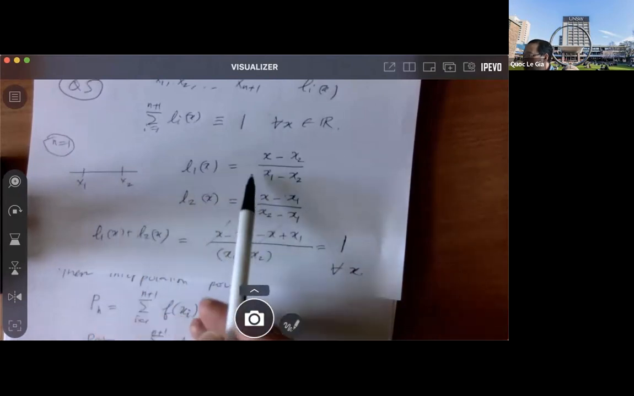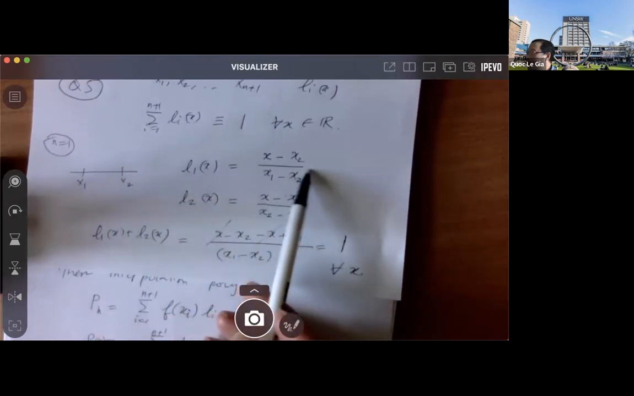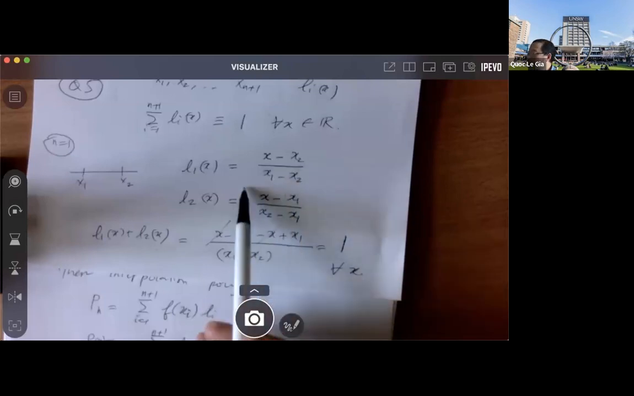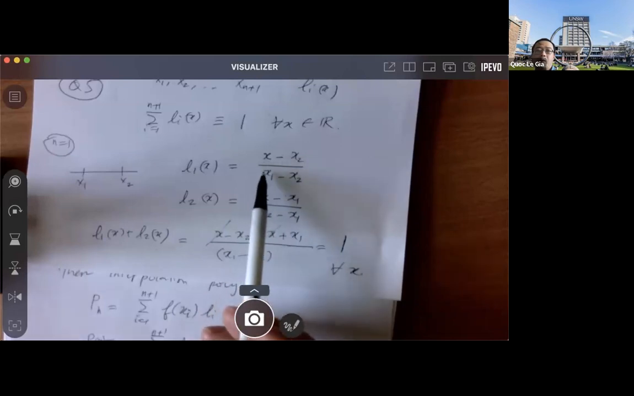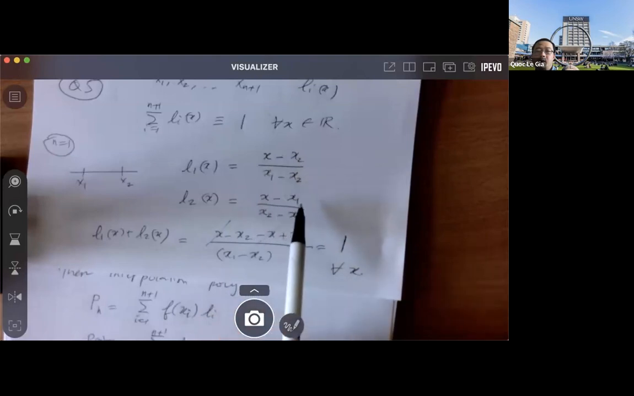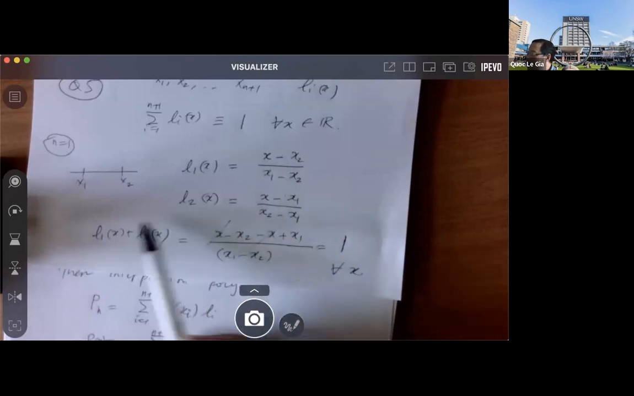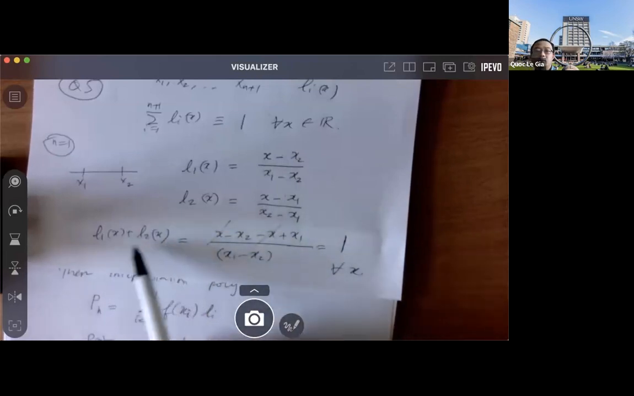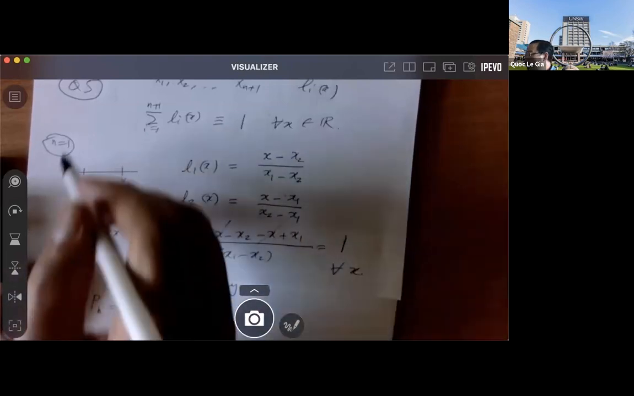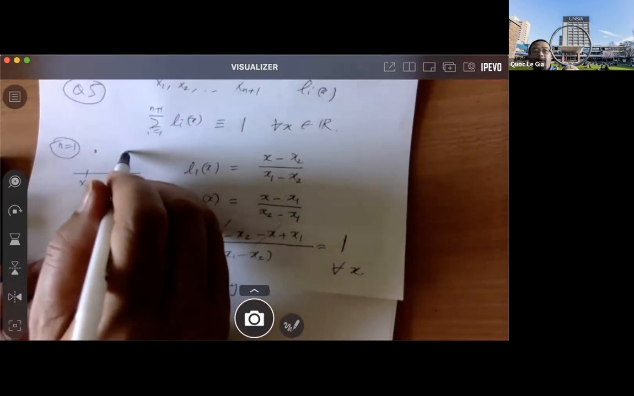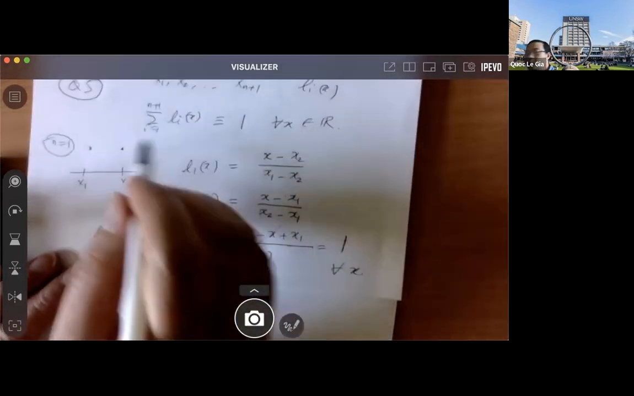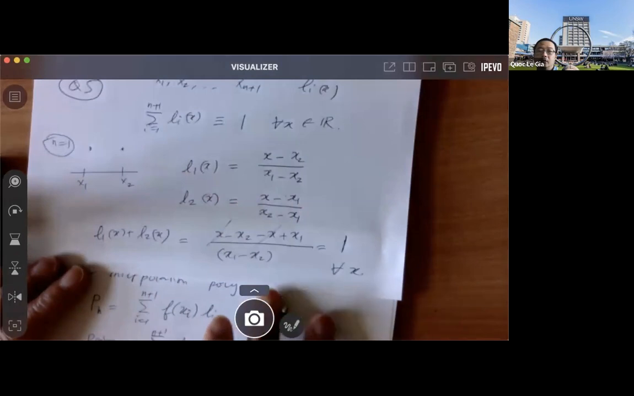But now you look at the L1. So what degree is L1? What degree of the polynomial L1? Degree 1, yeah? What is the degree of L2? So then what is the degree of L1 plus L2? Degree 1. So degree 1, and it equals 1 at 2 points, yeah? So degree 1 is just a line, yeah?